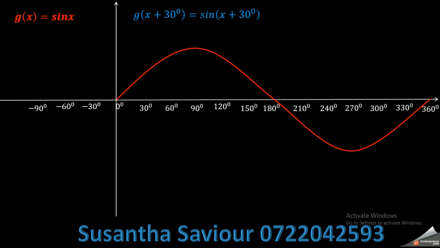g(x+30), right? Then this x is replaced by x+30, so sin(x+30). Then the curve is moved towards the left hand side by how many points? 30 degrees. So this point will come and stop here, this one will come and stop here, this one will come and stop here, this one will come and stop here. Let's see.